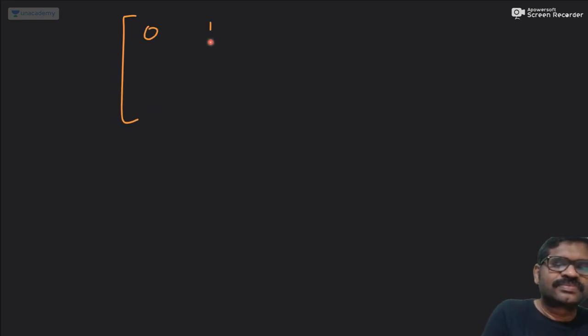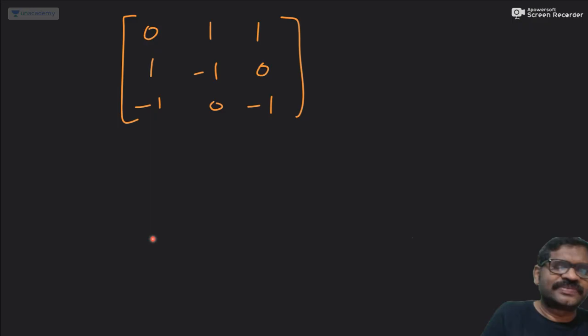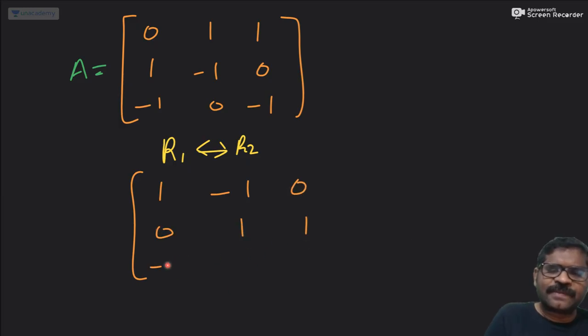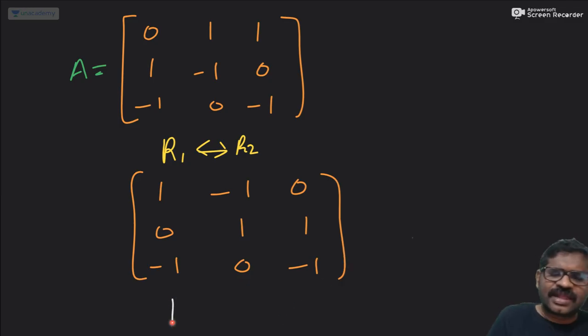0 1 1, 1 minus 1 0, minus 1 0 minus 1. That is matrix A. Now, R1 interchange with R2: 1, minus 1, 0. 0, 1, 1. Minus 1, 0, minus 1. Next, R3 plus R1.